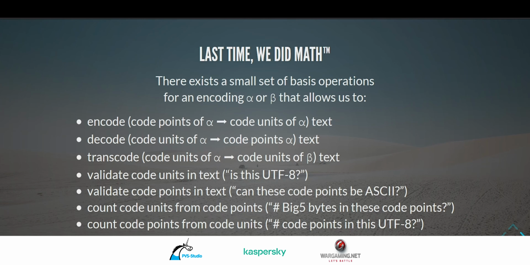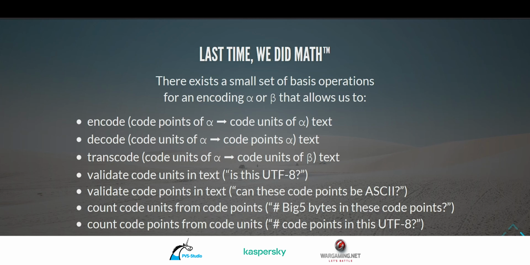You could validate code units that were in a body of text. So you could say, is this UTF-8? You could validate code points in text. You could say something like, can these code points be ASCII? You can count code units from code points. So you can ask, say, what is the number of Big5 bytes in these Unicode code points, right?